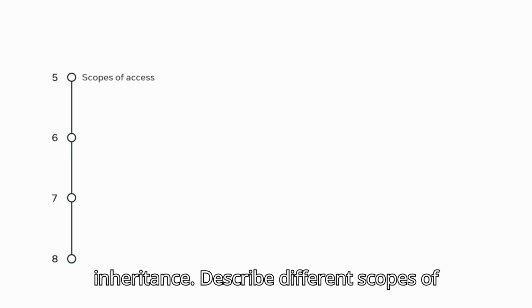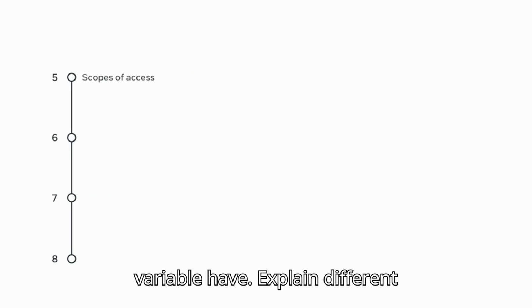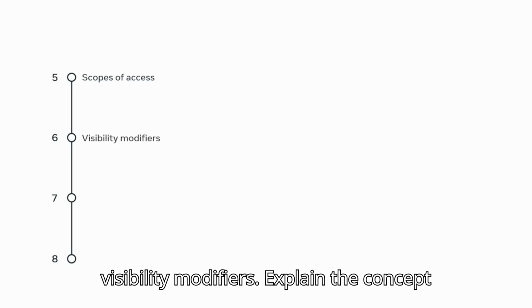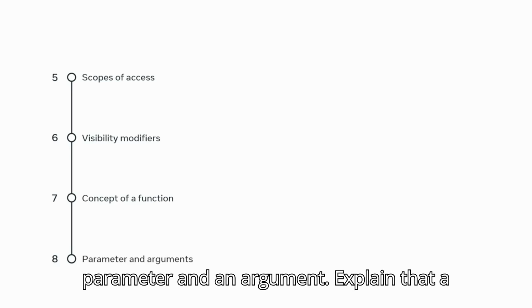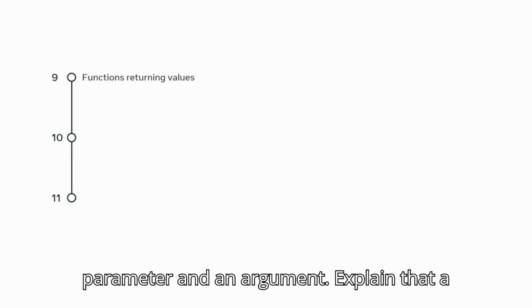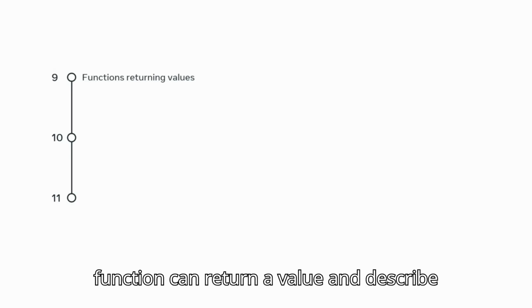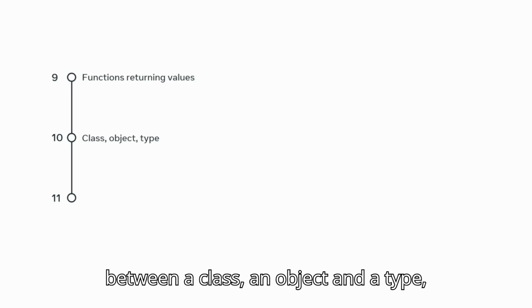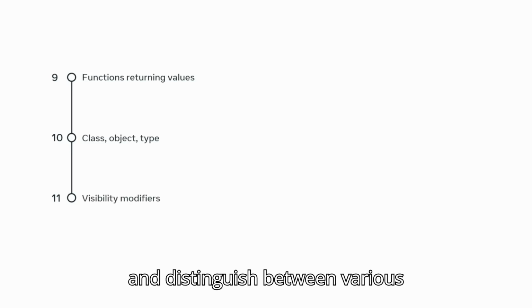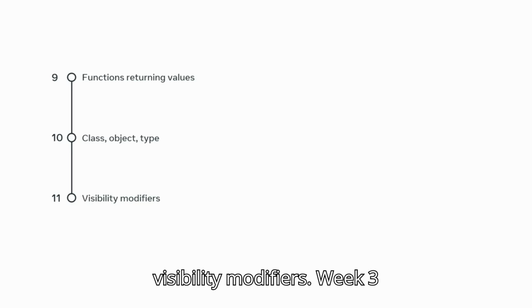Describe different scopes of access that a modifier can let the variable have. Explain different visibility modifiers. Explain the concept of a function and differentiate between a parameter and an argument. Explain that a function can return a value and describe how it works. Explain the difference between a class, an object, and a type, and distinguish between various visibility modifiers.